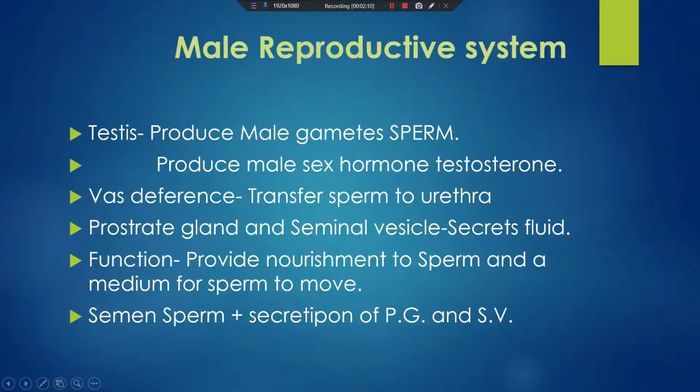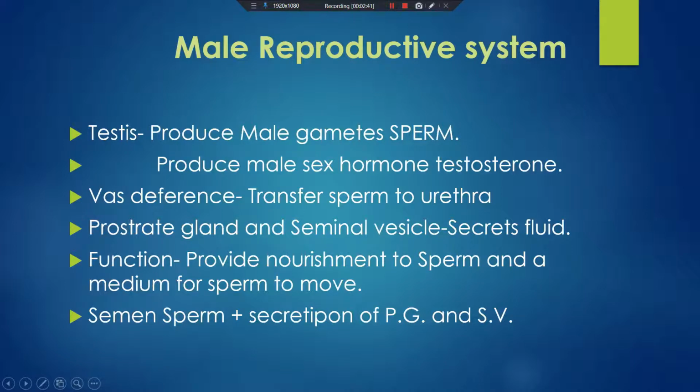The second function is that it produces the male sex hormone, that is testosterone. Testosterone is responsible for all the secondary sexual characteristics of the human male, like the deep voice, the facial hair, and the strong muscles. These are the secondary sexual characteristics of the human male, and it is the responsibility of testosterone.